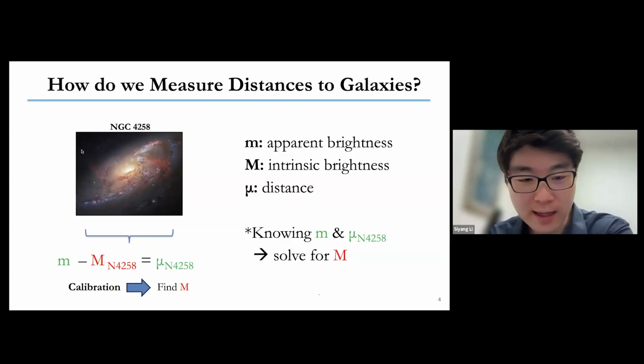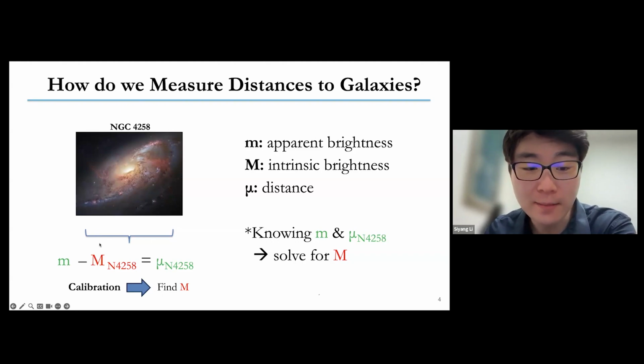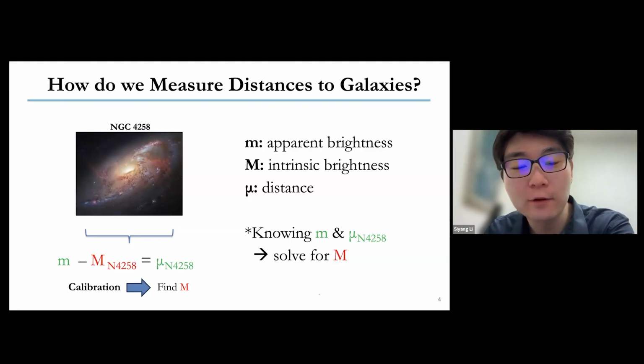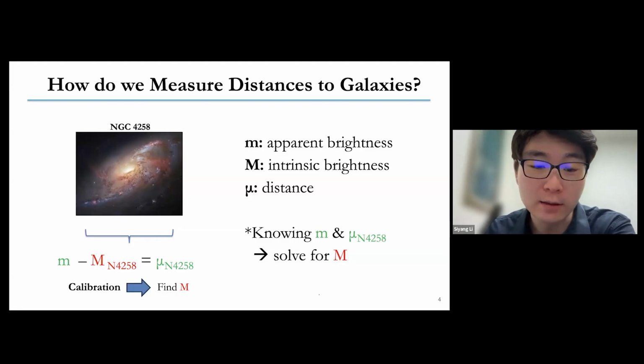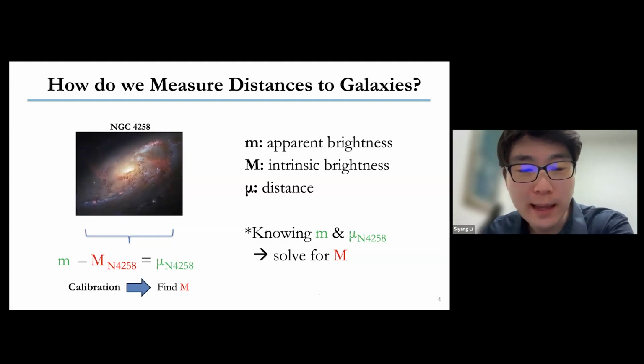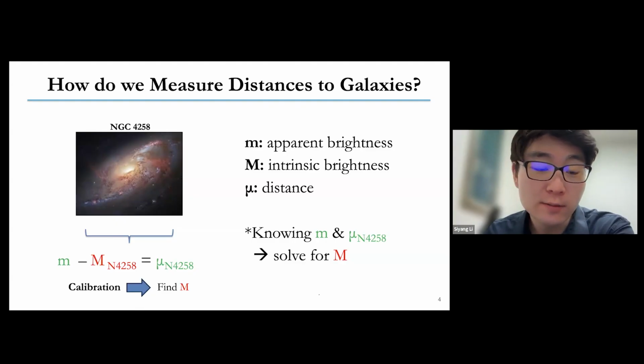So I reproduced the simple relation down here where I took away A just for simplicity. Again, that's little m minus big M equals mu. Our goal here in our calibration step is to solve for capital M for our standard candle. Now we can measure little m, the apparent magnitude for our candle, with our telescopes, HST, JWST. We do know the distance to this galaxy geometrically for these nearby systems, that's mu. And with these two knowns, we then solve for capital M, the intrinsic brightness of our candle.